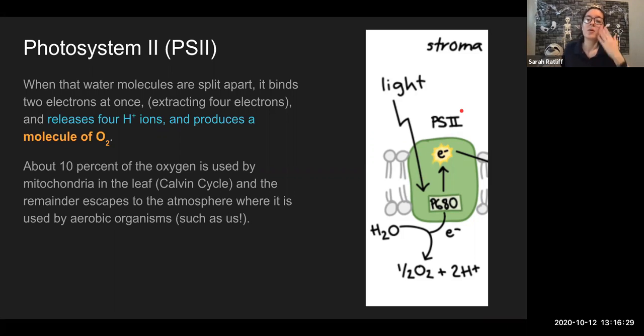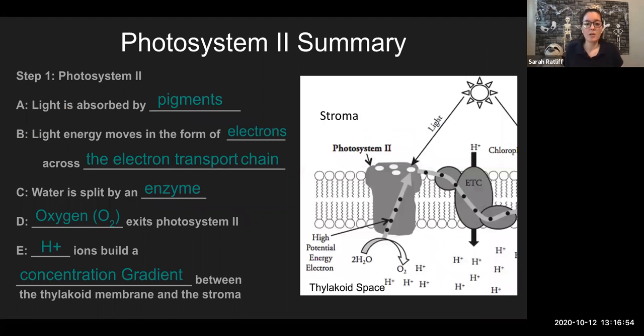So once again, light comes in, hits these P680 pigment molecules. Those get excited. They tap into this electron. This electron sets off a reaction with an enzyme. That enzyme is going to split water molecules, so it has O2 that leaves. Bye-bye, we don't want you. And some hydrogen ions, which we want to keep inside that thylakoid. Okay, photosystem 2.